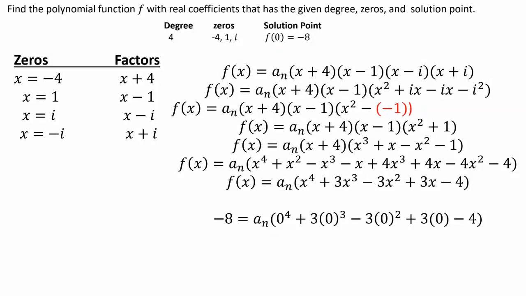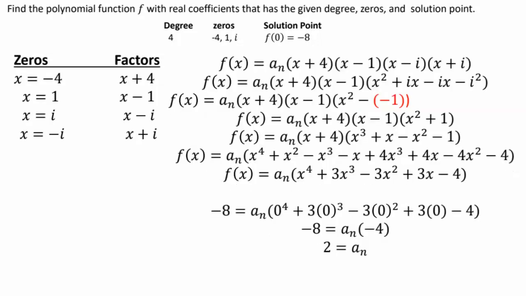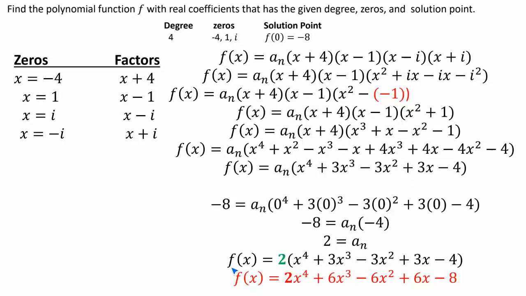So we plug it in, simplify. So we get -4a, divide by -4. So we get that a is 2. So now that a is 2, I'm going to go ahead and write it here. Now we can distribute the 2 into the parentheses here. So we end up with 2x to the 4th plus 6x cubed minus 6x squared plus 6x minus 8. So this is our polynomial function.